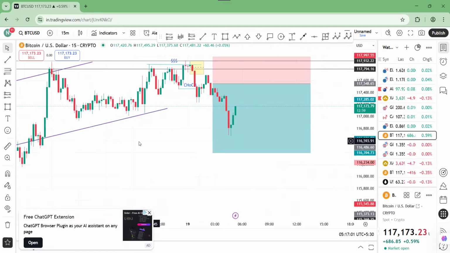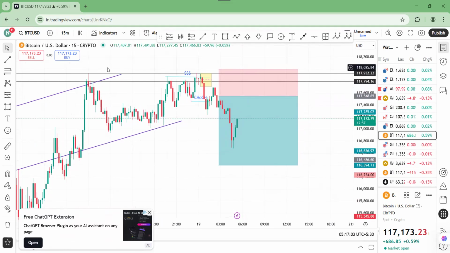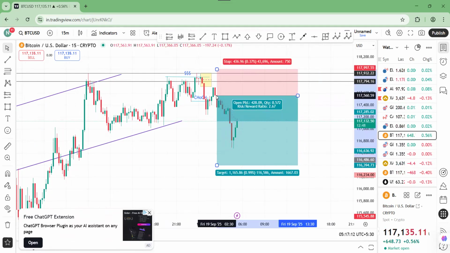You see, very simple logic. This is a level, right? You see the market swept and gives the change of character, comes back to the OB level, the market respected it, and you could have entered here.